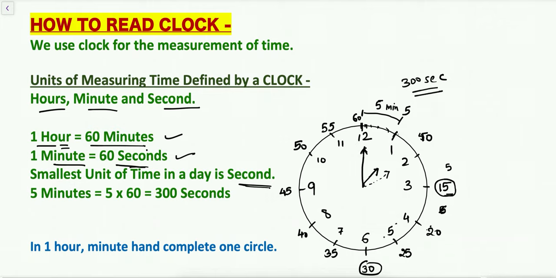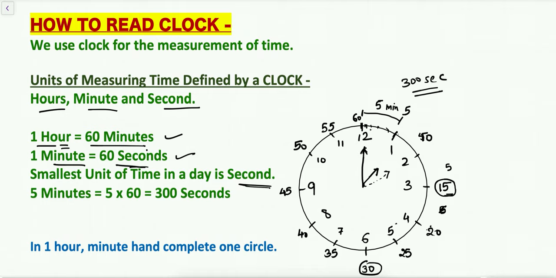So, how to read a clock? We have the hour hand, minute hand and the seconds hand. Some clocks don't have the seconds hand, only the hour and the minute hand. The minute hand moves from 12 to 1 and so on, completing 5, 10, 15, 20, 25, 30, 35, 40, 45, 50, 55 and 60 minutes.